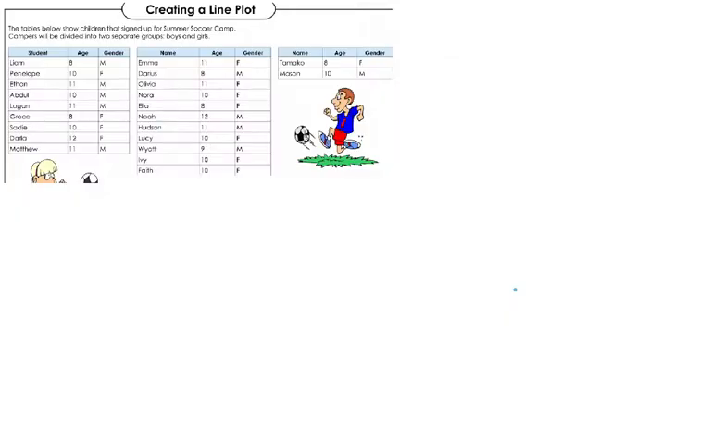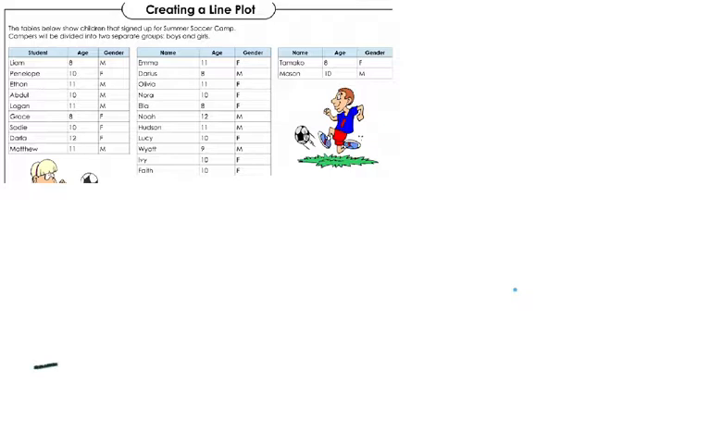Go ahead and erase. What we are going to do now is create a line plot. It says the tables below show children that signed up for summer soccer camp. Campers will be divided into 2 separate groups, boys and girls. What we are going to do is go ahead and solve, and we could do one or the other or both, but for the sake of time, let's go ahead and start with the boys. If we have time, depending on how long it takes, we can do the girls as well.